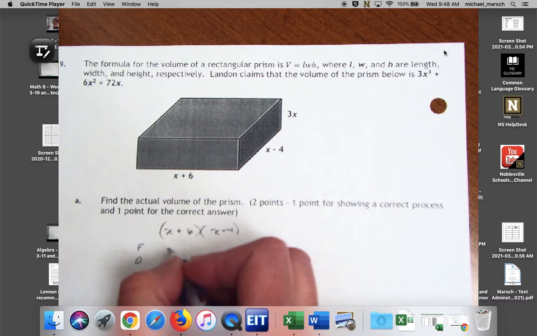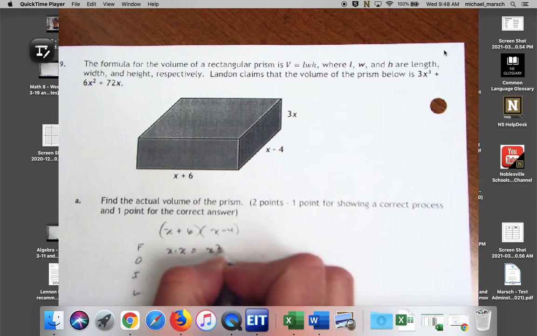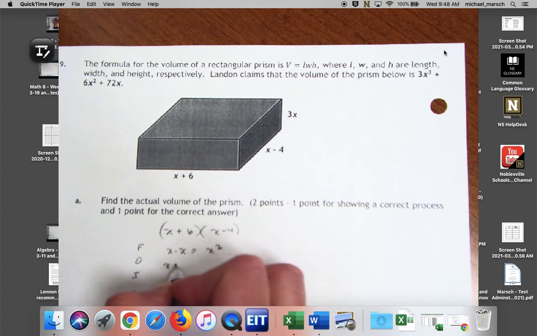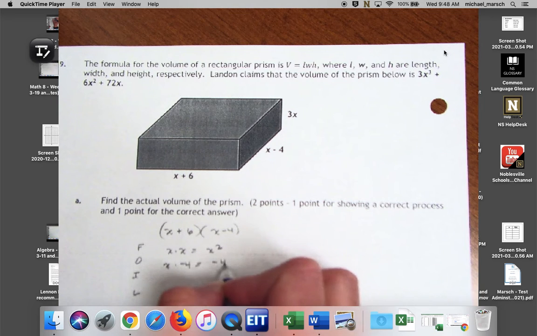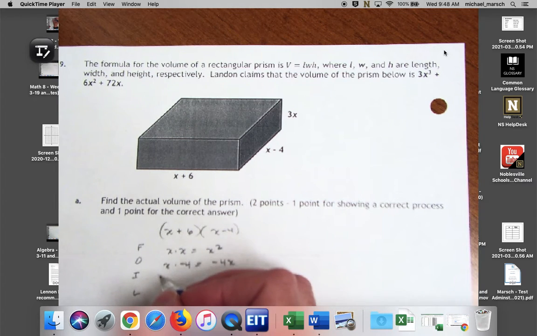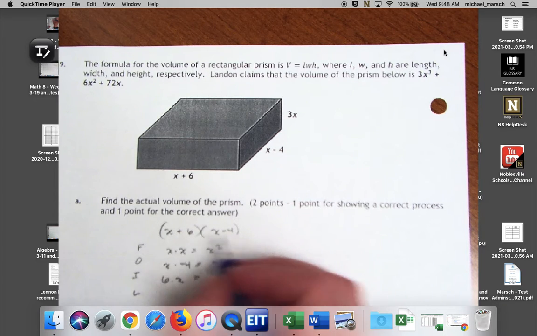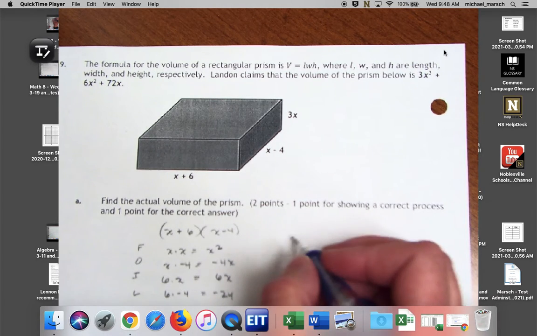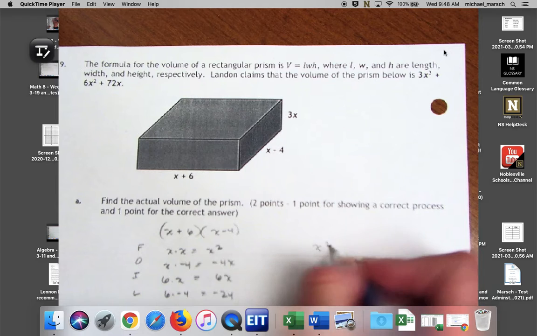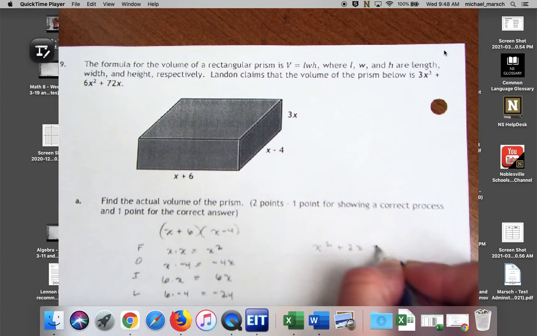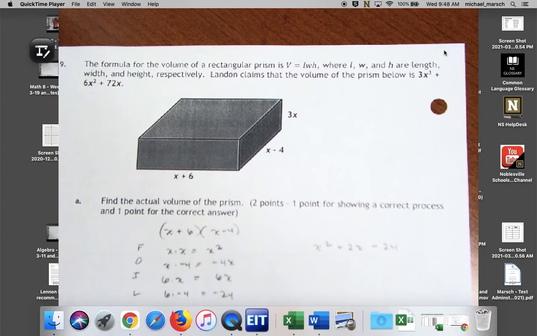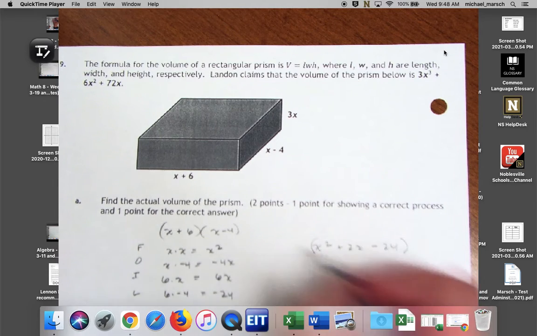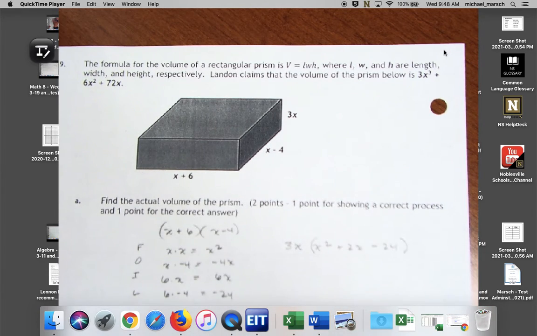So x times x gives me x squared. X times negative 4 equals negative 4x. 6 times x gives me 6x. And 6 times negative 4 gives me negative 24. So now I've got x squared plus 2x minus 24. I'm going to take that quantity and I'm going to multiply 3x times that.